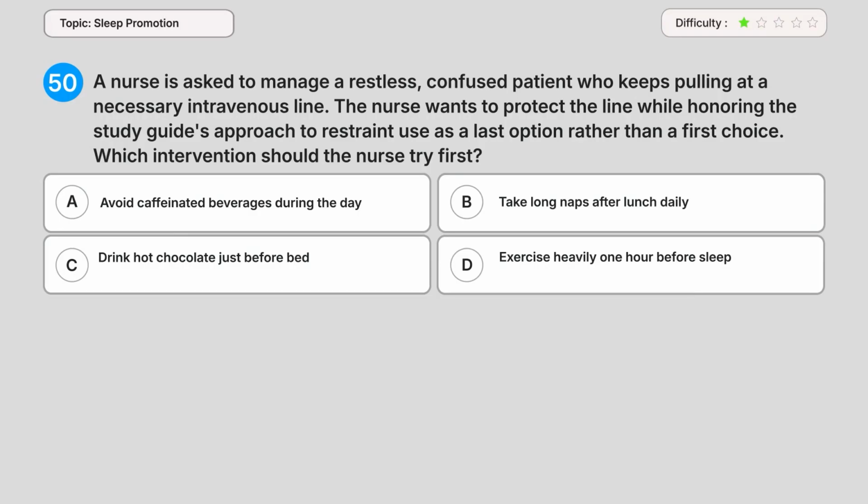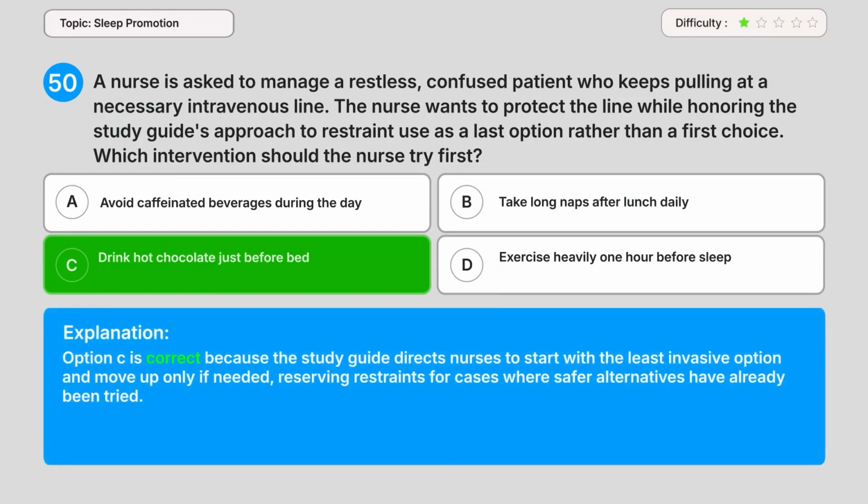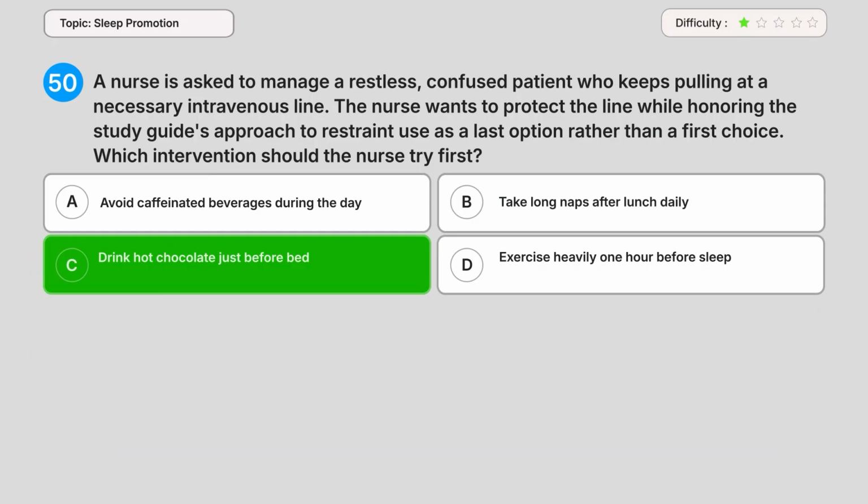Correct answer. C. Try the least invasive intervention first. Option C is correct, because the study guide directs nurses to start with the least invasive option and move up only if needed, reserving restraints for cases where safer alternatives have already been tried.